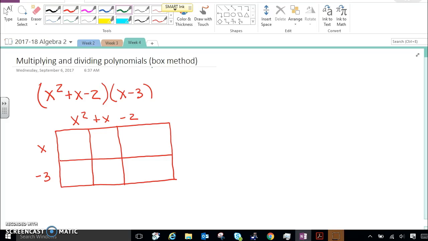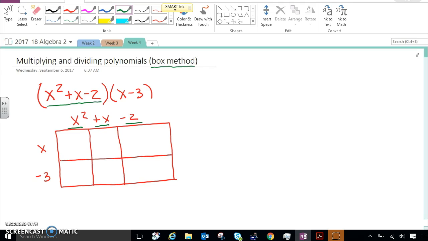There's a method called the box method that we can use to multiply polynomials. X squared plus x minus 2 could be written on one side of the box, and x minus 3 could be written on the other side. Notice each term has its own column or row.